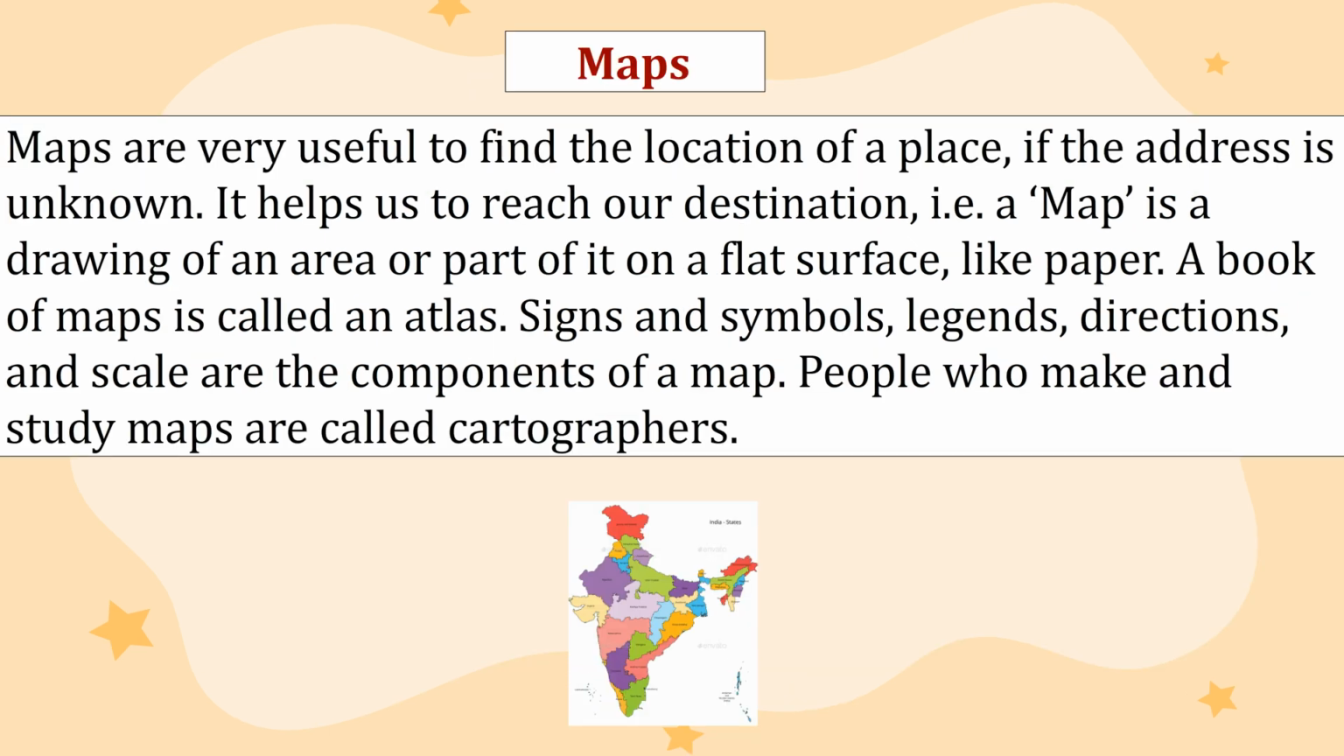Maps. Maps are very useful to find the location of a place if the address is unknown. It helps us to reach our destination, i.e., a map is a drawing of an area or part of it on a flat surface, like paper. A book of maps is called an atlas. Signs and symbols, legends, directions, and scale are the components of a map. People who make and study maps are called cartographers.